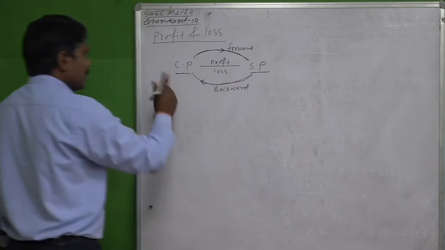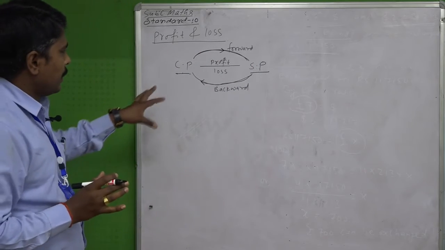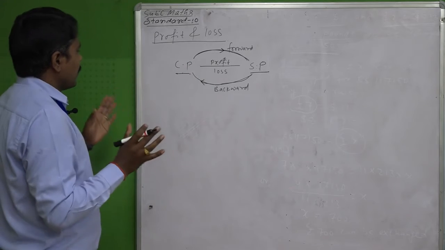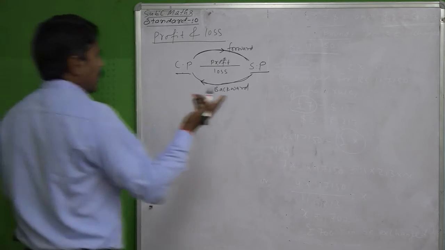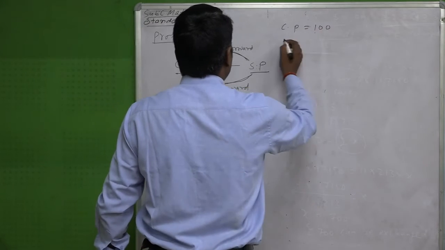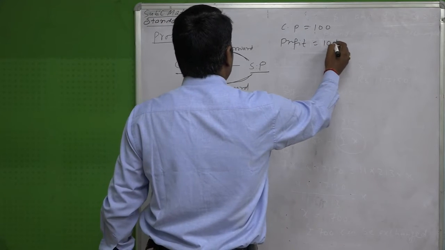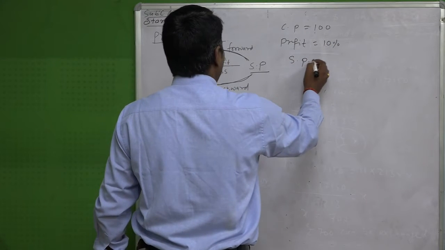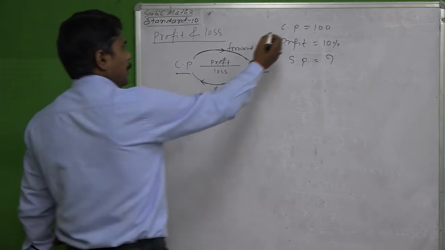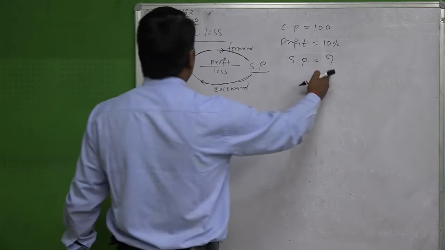What is the meaning of this calculation? If you use this technique, within a minute you can find the answer. I am giving you one static technique. For example, suppose CP is equal to 100, and profit is 10%, and you have to find the SP. Without using a formula, how can we find it easily? CP given 100, profit given 10%, and SP we have to find.